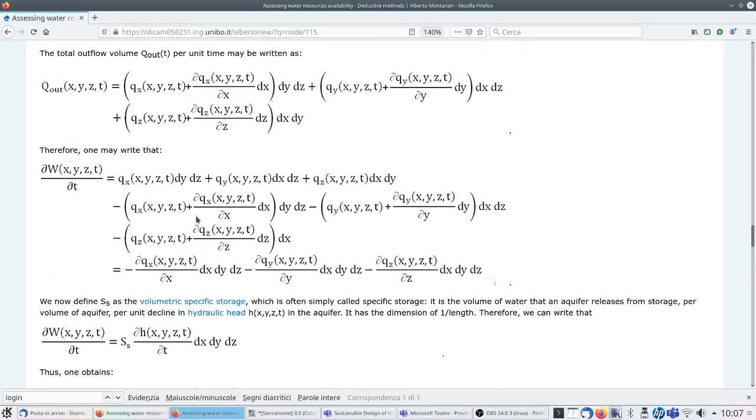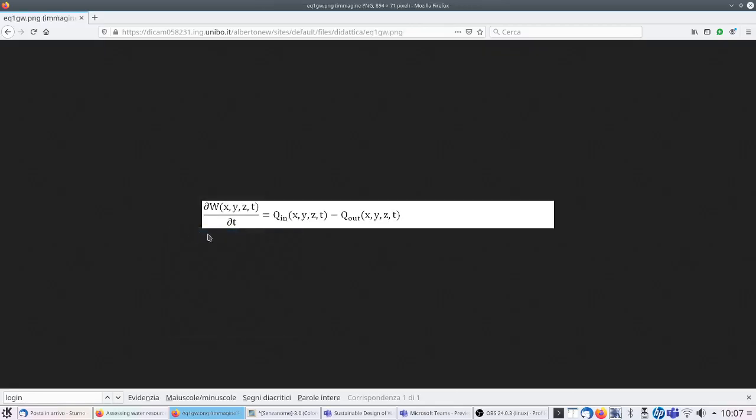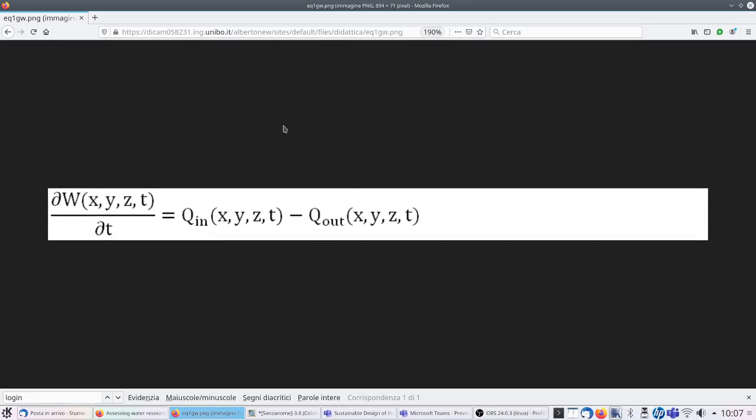Conservation of mass, I go back to the web page. Here you see mass conservation. Basically, we refer to the control volume. Our control volume in this case is fixed. We take a portion of the aquifer and fix a control volume to study the aquifer. The control volume is, for now, infinitesimal. It refers to an elementary portion of space.